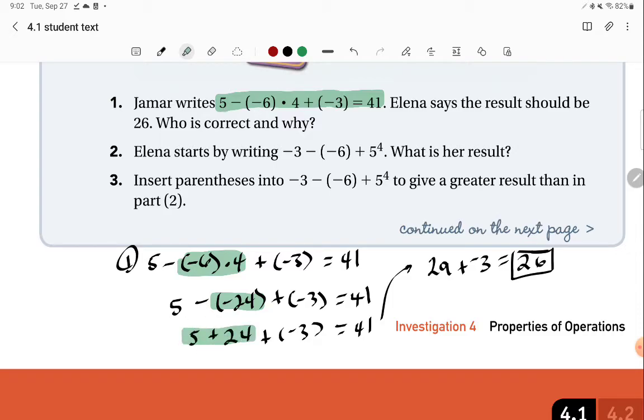And now there's no more multiplication, so you add, subtract, left to right. So then 5 plus 24, that's where the 29 came from. 29 plus negative 3, 26. So Elena was actually right on this one.